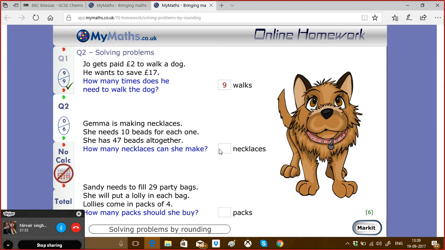Gemma is making necklaces. She needs 10 beads for each one. She has 47 beads altogether. How many necklaces can she make? Multiply. Now, 47 beads are total, 10 beads that she wants for one necklace. Divide. Yes. So you have to divide that so that you can understand how many necklaces she can make. 5 necklaces, okay, 5. Now try the third one.